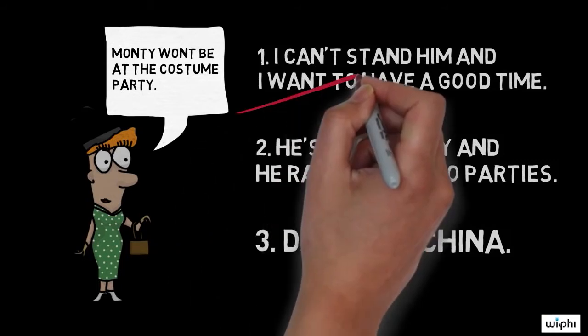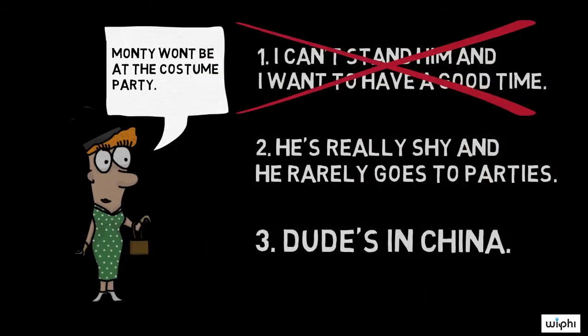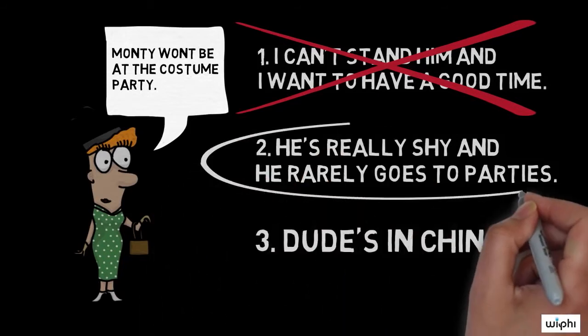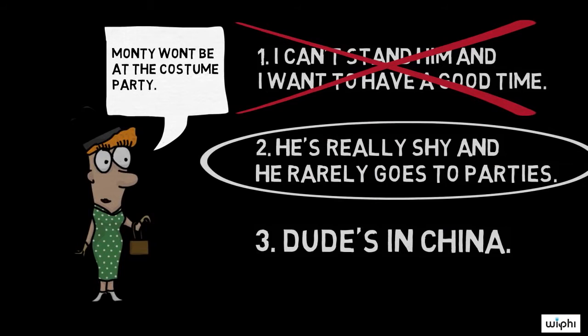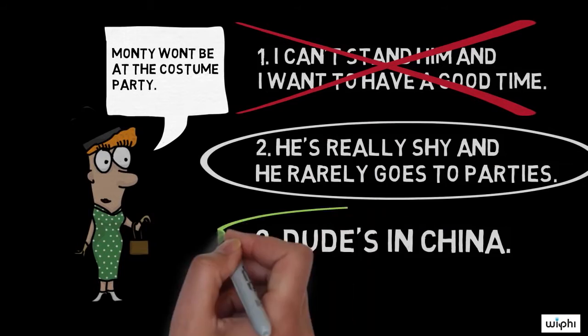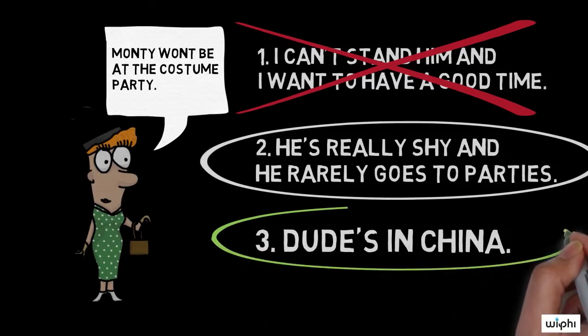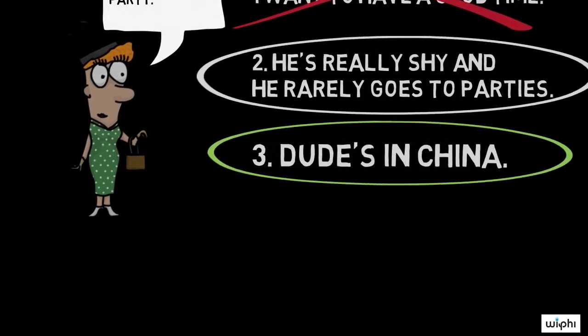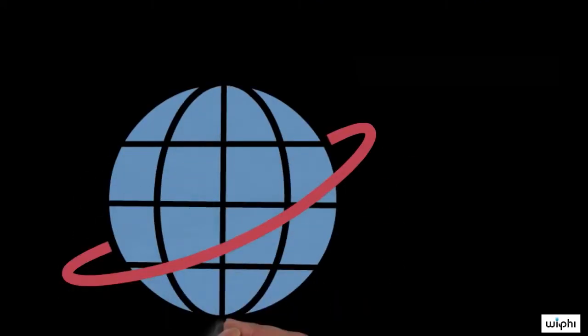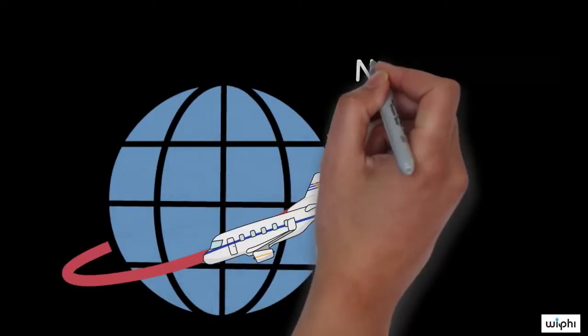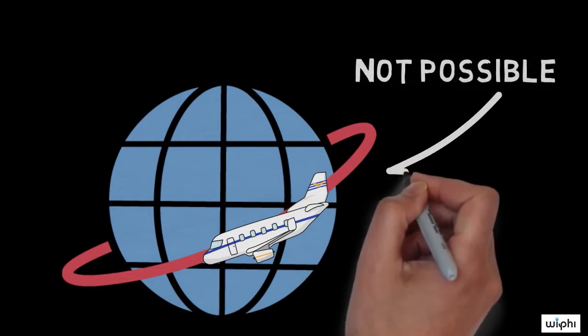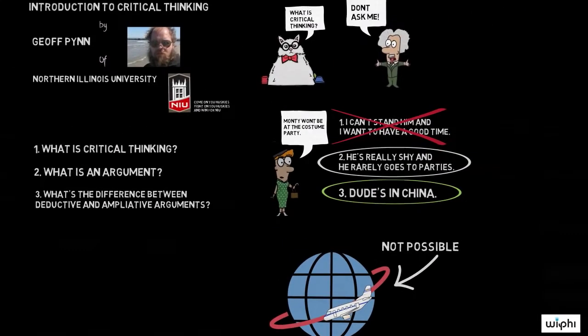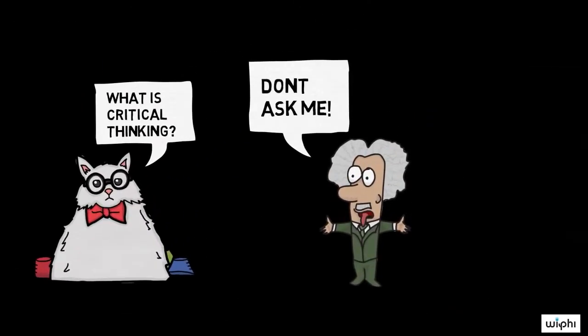The first response that she gives you does not give you a good reason to believe that Monty won't be at the party. The second reason, though, is a good reason to believe that Monty won't be at the party. If he's really shy and rarely goes to parties, then it's probable that he won't be at tonight's party. Similarly, the third reason also gives you a good reason to believe that Monty won't be at the party. If he's in Beijing and it's impossible to get here from Beijing in an afternoon, then it's guaranteed that he won't be at the party. And when you notice things like that, when you distinguish between good and bad reasons for believing something, you're exercising your critical thinking skills.